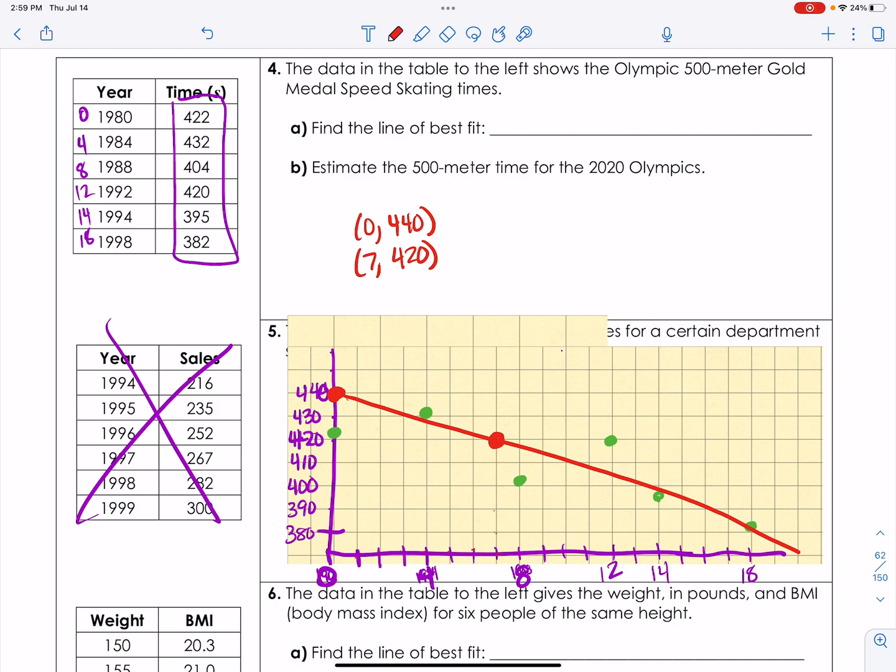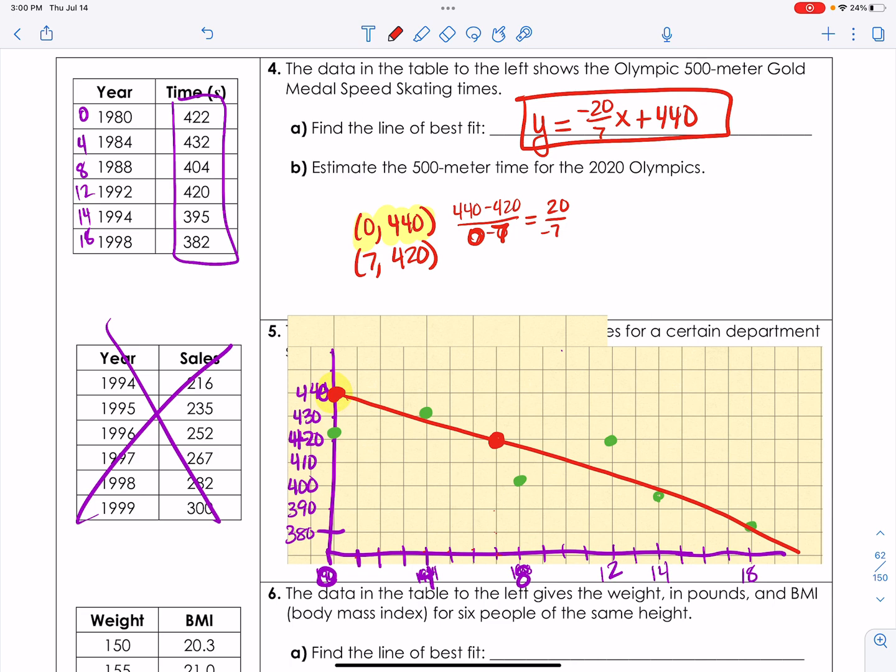Right? Okay, so if I find my slope, 440 minus 420, divided by 0 minus 7. So my answer is 20 divided by -7, so about -2.7. Okay, and I know my y-intercept because that's on the axis. So isn't my equation about y equals -2.7x plus 440? Now you're like, but how do I know? What if I got a different answer than you? That's totally fine. You're going to get something close to that.